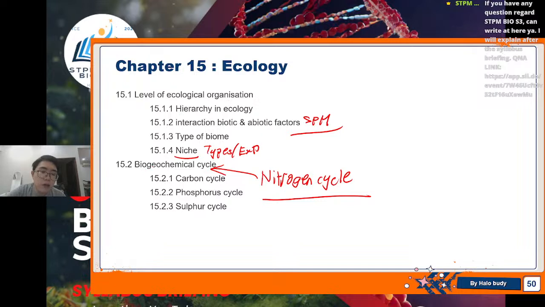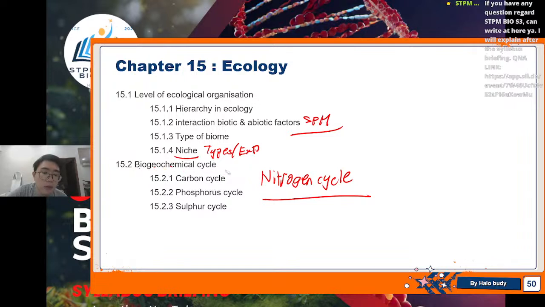Why do we call this biogeochemical? Because it involves three types of field: biology, geography, and also chemistry. In the nitrogen cycle you learn biology, you also learn geography, and you also learn chemistry, because there are chemical reactions in the cycle. That is why we call it a biogeochemical cycle.